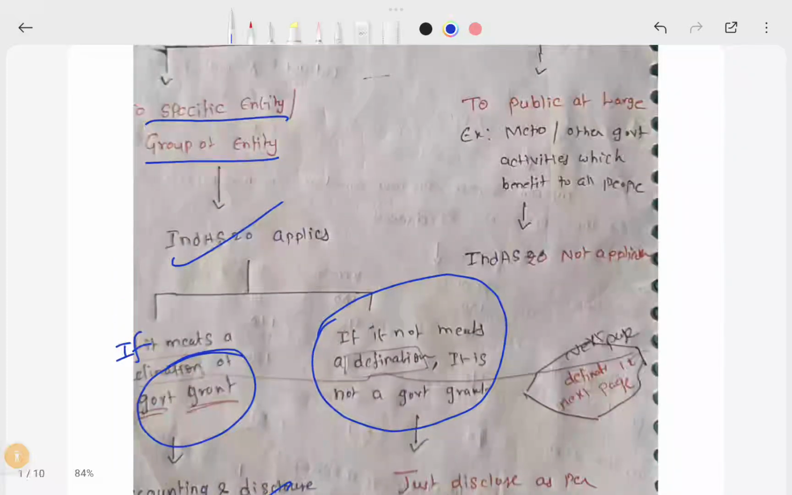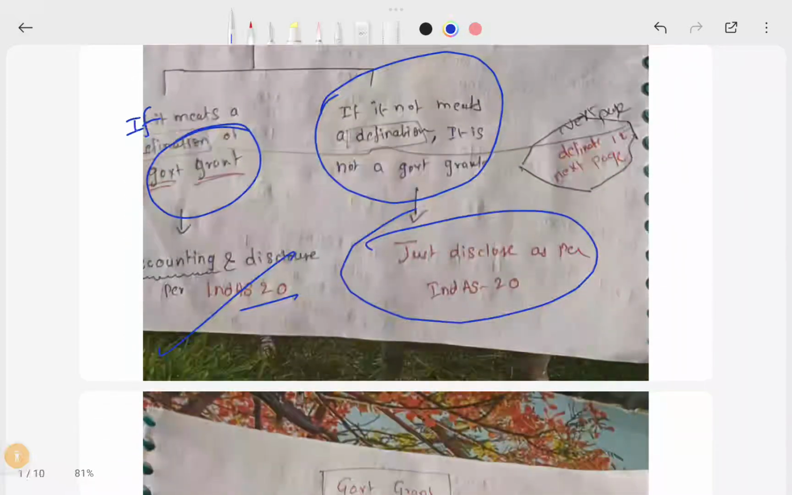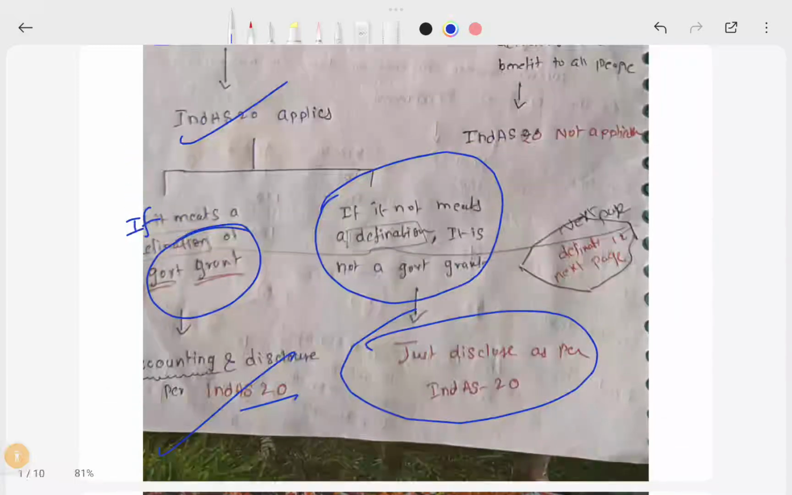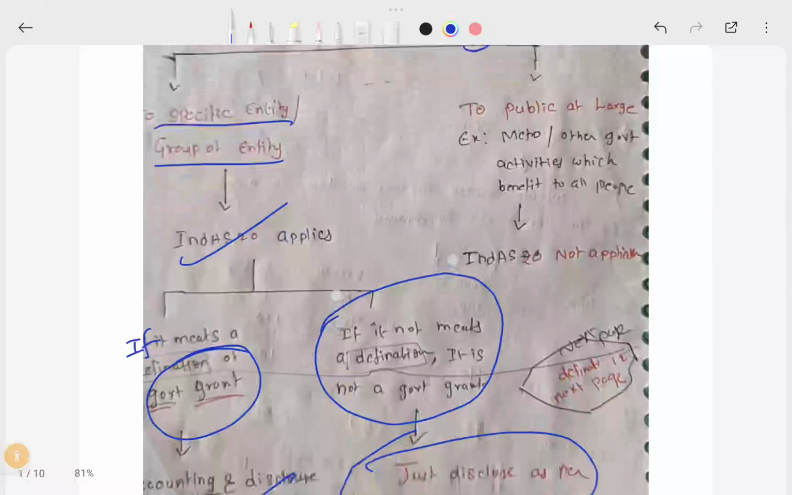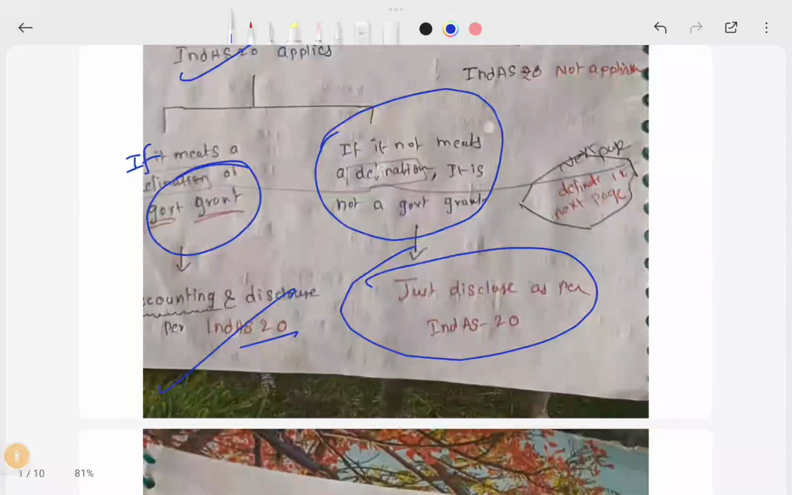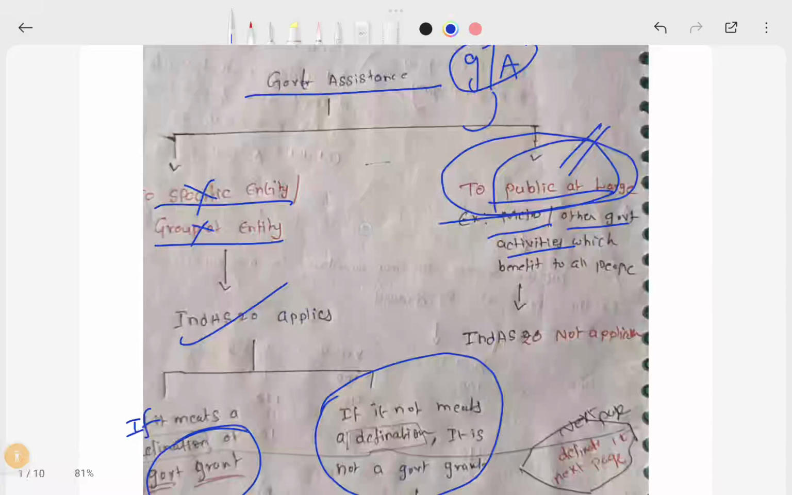There is one definition in the standard. If it does not meet the definition in the standard, you just need to disclose that assistance under IndAS 20. Means you get assistance from the government, but whether it meets the definition or not, the standard applies to disclosure. There are some assistances which are for the public at large, not for any group or specific entity, like metro, other government projects, or road layers. All these are public at large, meaning everybody can have access to the facility provided by the government. In that case, IndAS 20 is not applicable.